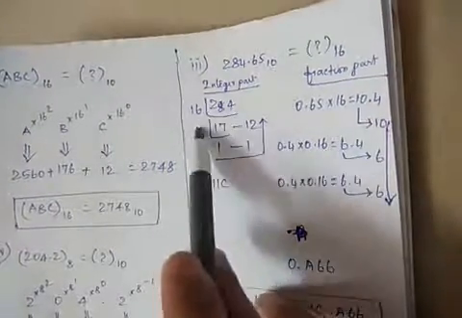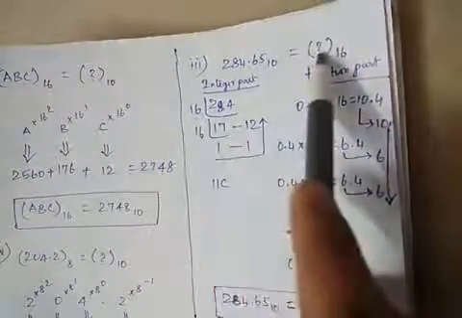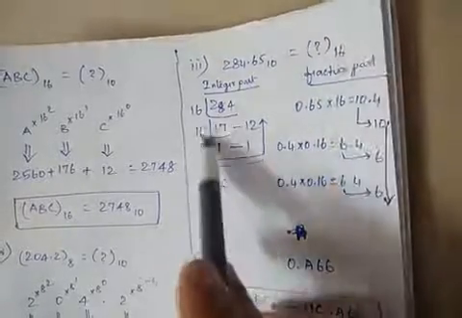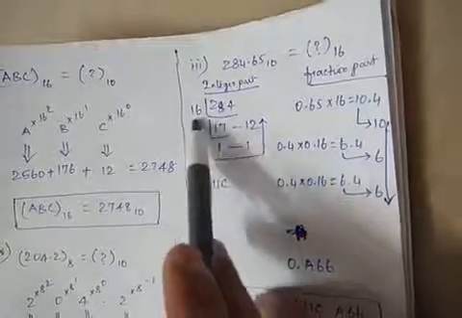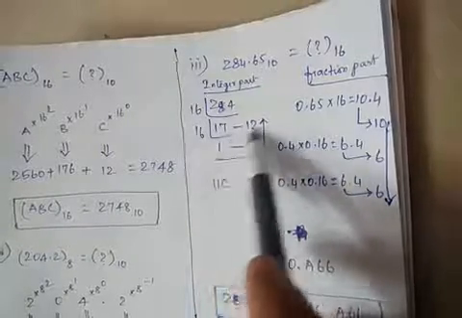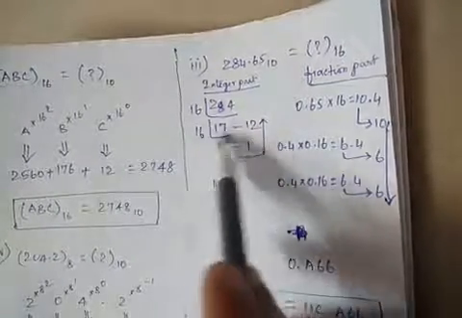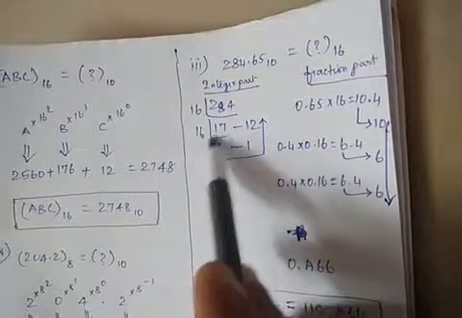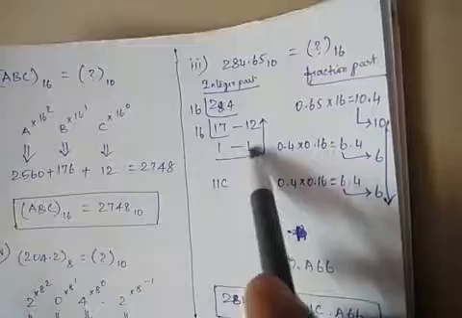So here I am dividing by 16. Why? Because I need to convert it into hexadecimal. That's why the radix value is 16. So if I divide 284 by 16, I get 17 here, and the remainder is 12. And again, if I divide 17, the quotient is 1 and the remainder is 1.